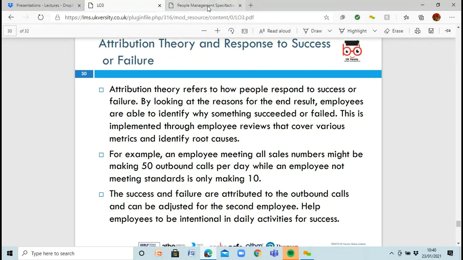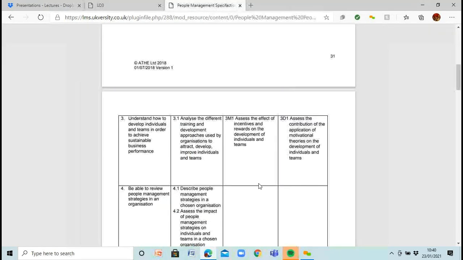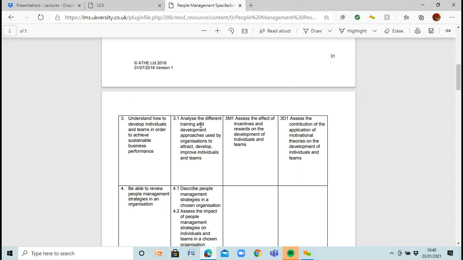So this was it for learning outcome 3. Just have a quick recap of what we looked at. So we looked at 3.1, analyze the different training and development approaches. So training and development. 3M1, assess the effective incentive and rewards. So that was where we looked at the incentives and rewards for employees. And then 3D1, what we just looked at was the theories. So assess the contribution of application of motivational theories.